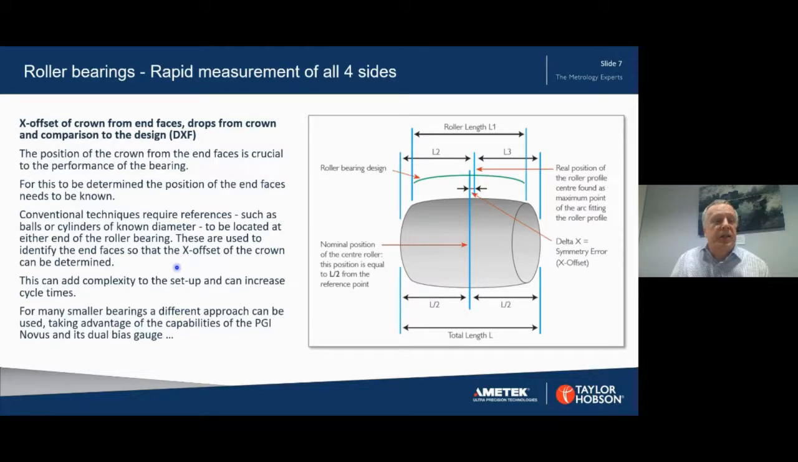The good news is that for many smaller bearings, a different approach can be used, taking advantage of the capabilities of the PGI Novus and its dual bias gauge. And that's what we're just going to have a look at now in this video.